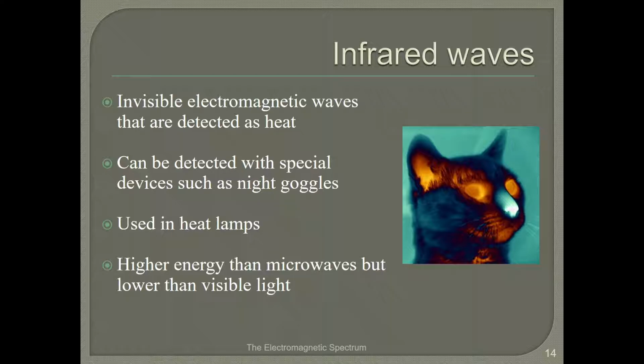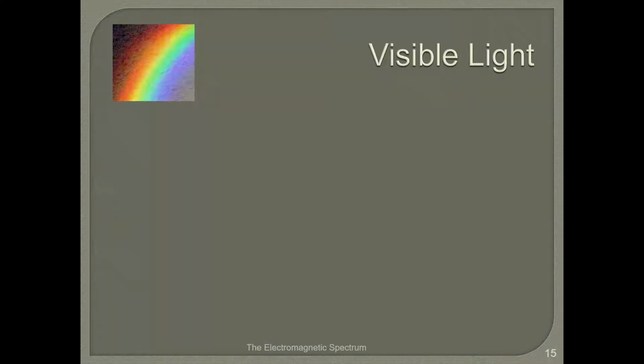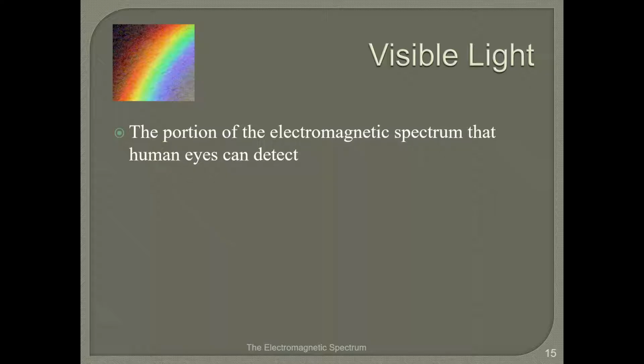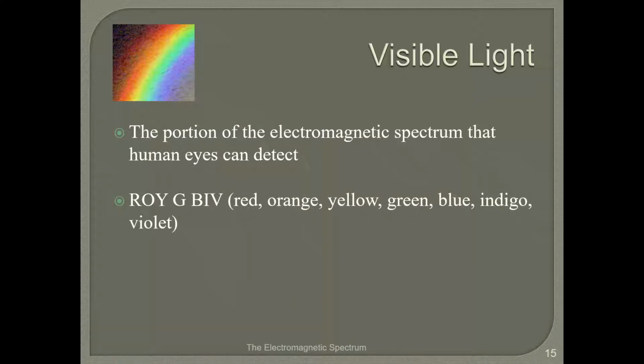They're higher energy than microwaves, but lower than visible light. Visible light, the only portion of the light that humans can see. Their order goes Roy G. Biv. Red, orange, yellow, green, blue, indigo, and violet. And there are, of course, in between colors.